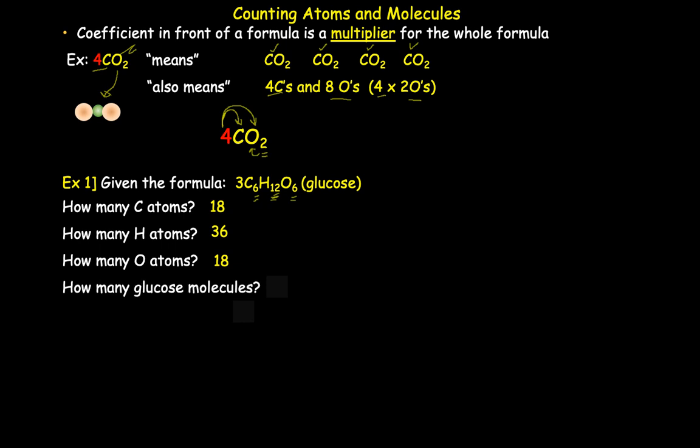If you ask me how many glucose molecules, well, that's kind of interesting because glucose is actually this entire molecule. So if I'm talking about this entire molecule, I would have 3 times that entire molecule. All right. How about how many total atoms? Okay, I could ask you that too. So you would have to add up 3 times the 18, 3 times the 12, and 3 times the 18 together, and all together you would have 72.